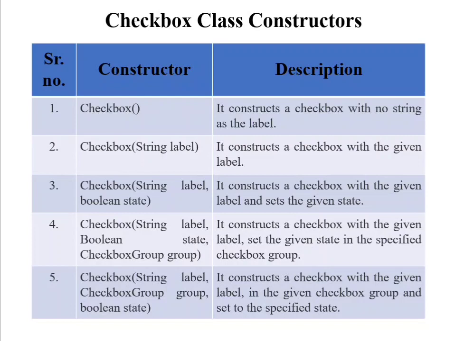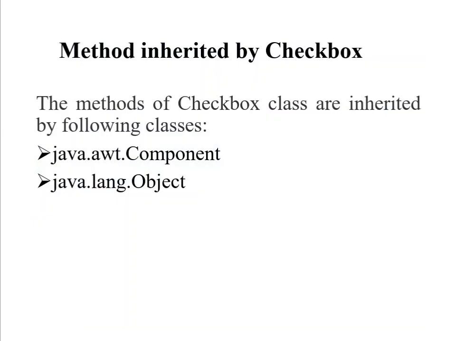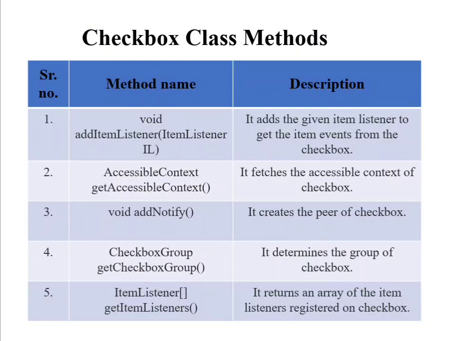Next one is CheckboxGroup getCheckboxGroup(), which determines the group of the checkbox. Next one is ItemListener[] getItemListeners(), which returns an array of the item listeners registered on a checkbox. String getLabel() fetches the label of the checkbox. Next one is getListeners with a class listener type, which returns an array of all the objects registered as the given listener type.